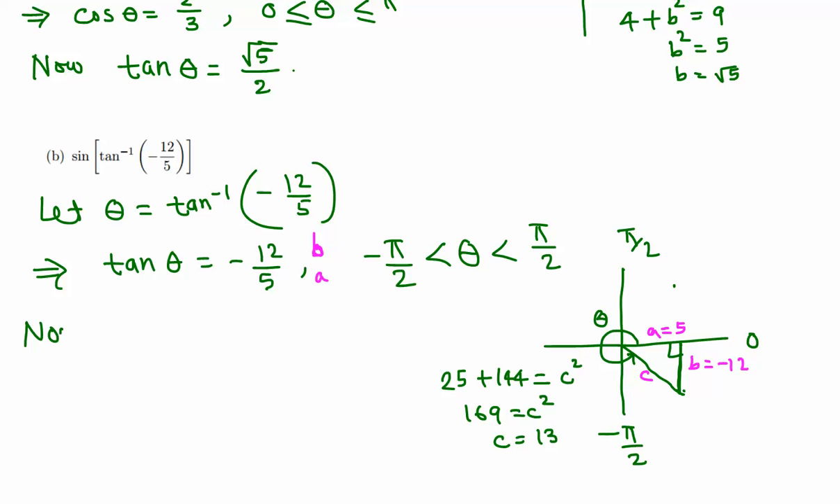Now we are supposed to find sine of tangent inverse negative 12 over 5, and we said that is theta. So sine theta. From this right triangle, sine is opposite over hypotenuse. So negative 12 over c, which is just found to be 13. So negative 12 over 13. That's final.